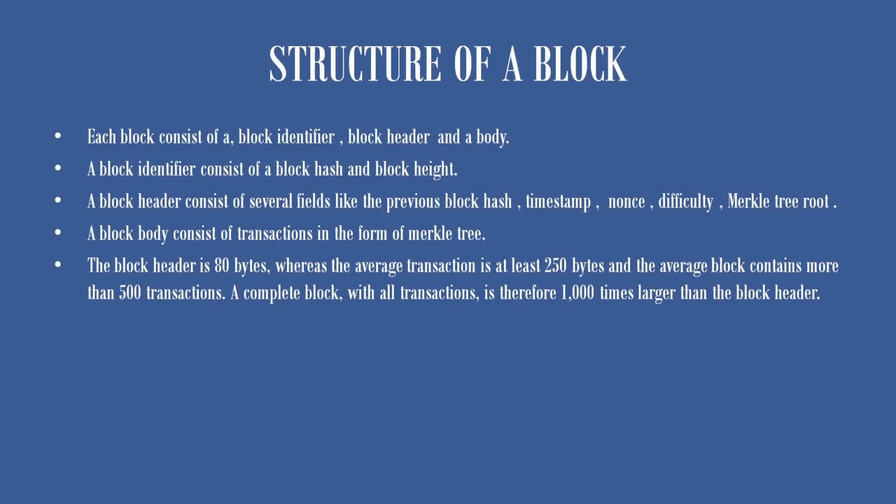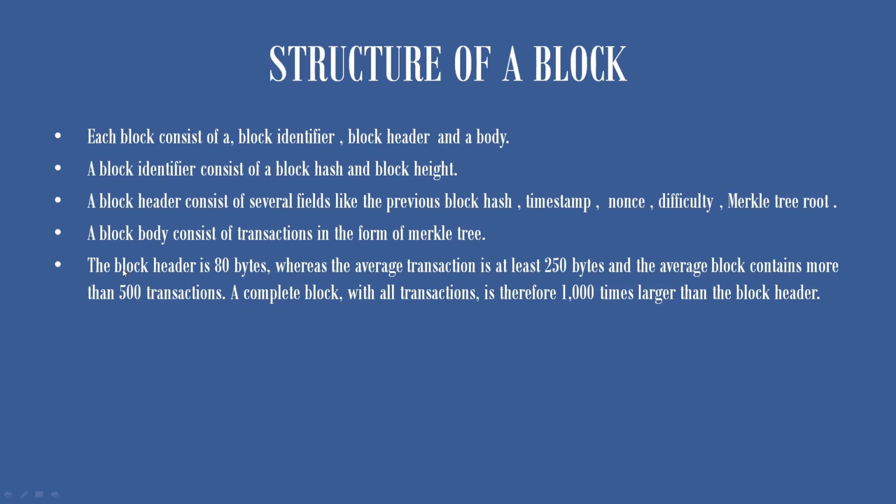So, structure of a block. Each block consists of a block identifier, block header, and a body. So what's a block identifier? A block identifier is a part of the block through which we can identify a particular block, and it consists of a block hash and a block height. And a block header consists of several fields like previous block hash, timestamp, nonce, difficulty, and Merkle tree root. A block body also consists of transactions in the form of a Merkle tree.